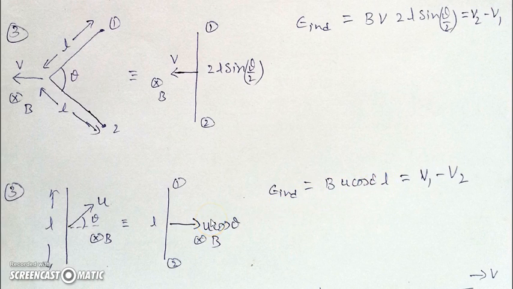Again, with the help of the cross product, V cross B into the plane of paper will give you up. So point 1 will be at higher potential.